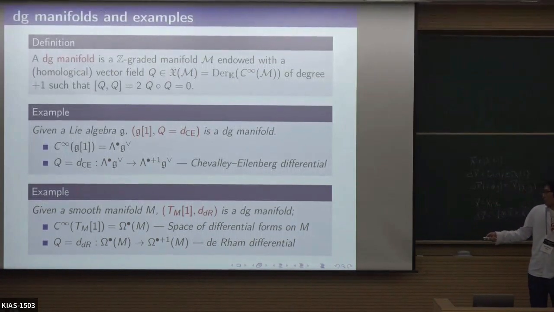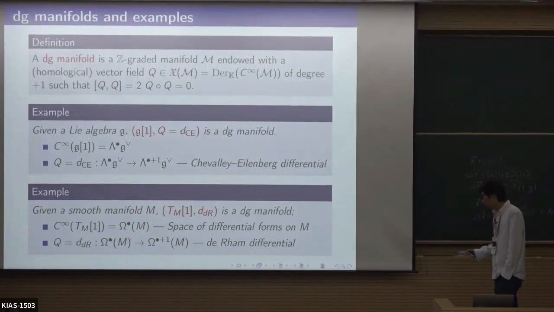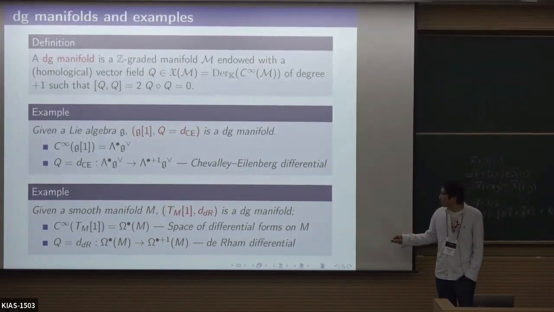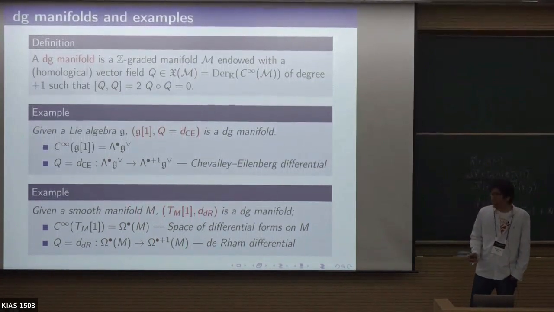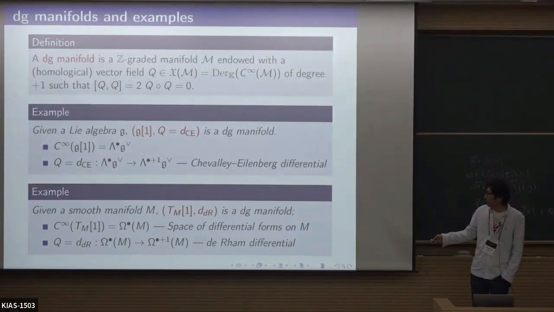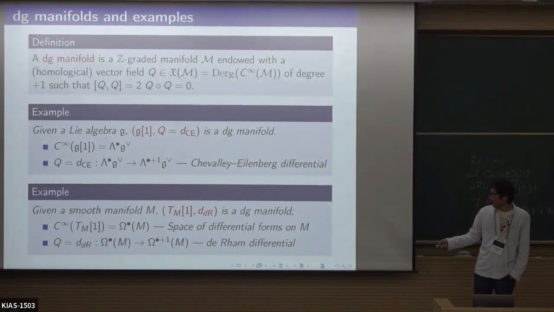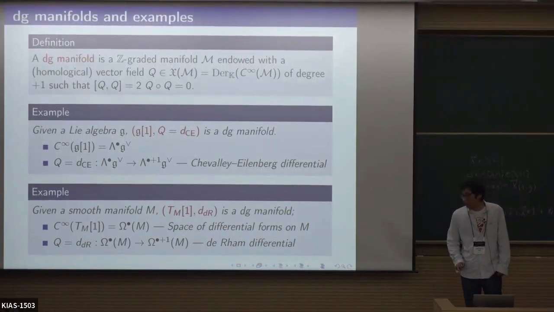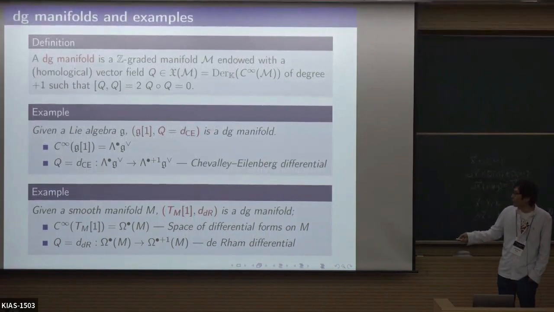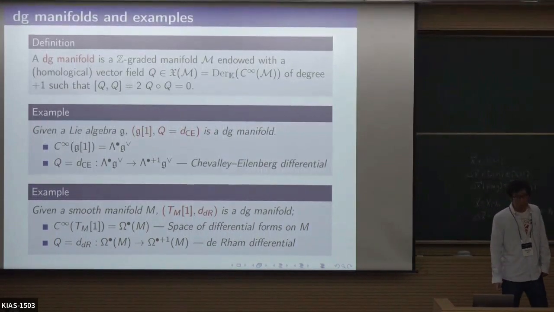Another example is a smooth manifold. Here we look at the tangent bundle. Again, we shift the degree of the bundle by 1, so that the fiber of this bundle has degree -1. And then we take the de Rham differential as this Q, so that the smooth functions become the space of differential forms. The de Rham differential on them makes a differential graded algebra, so this becomes a DG manifold.